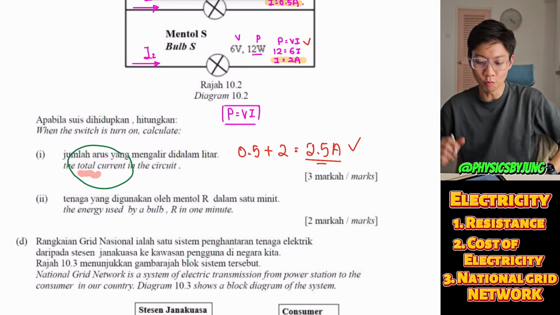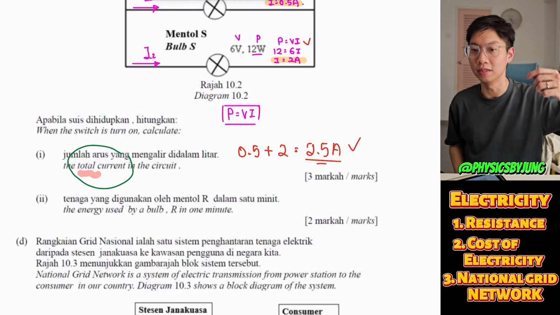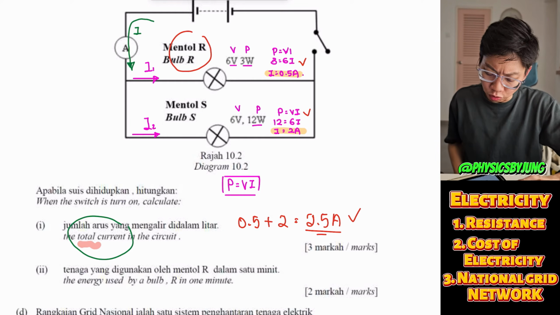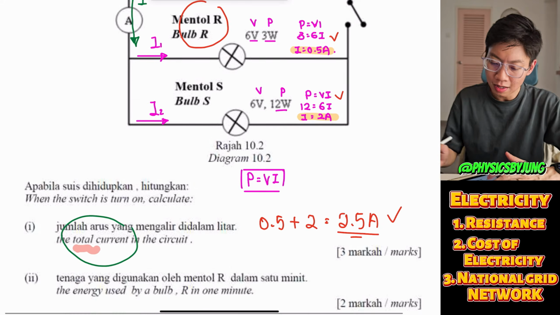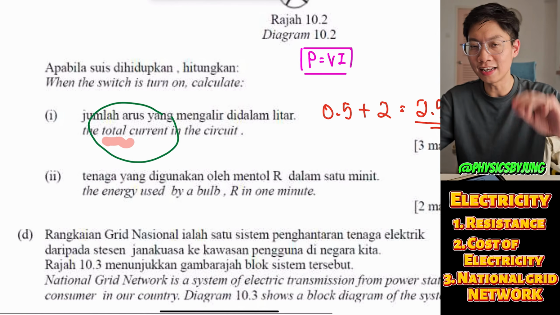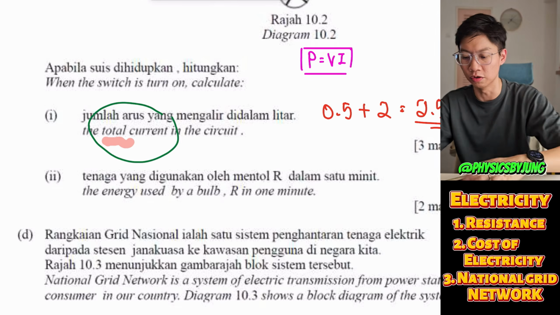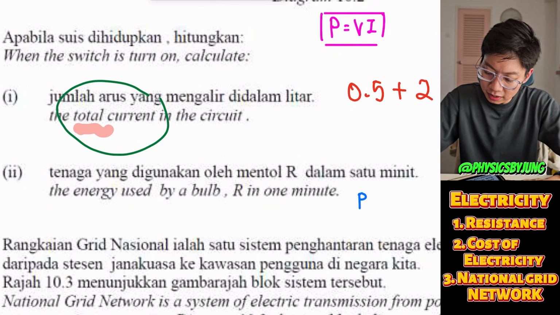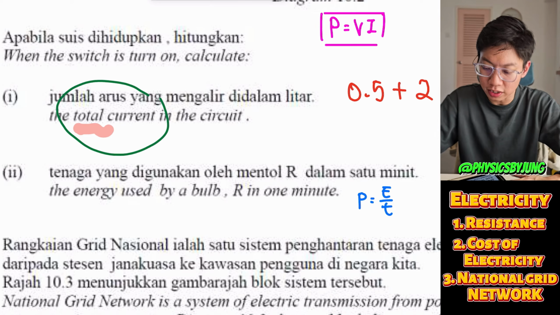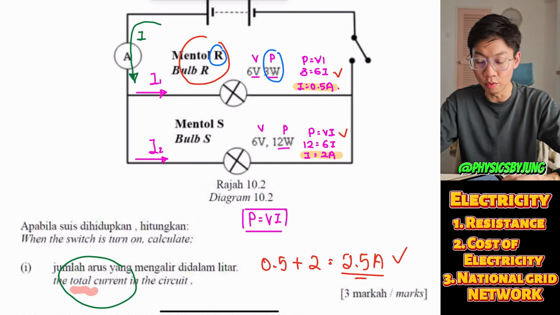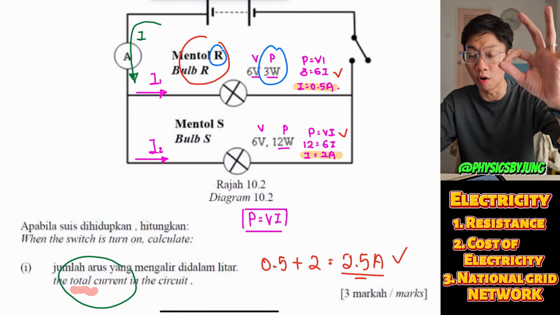Okay. Next, what about the energy used in bulb R in 1 minute? So this is bulb R. How do we do this? Very simple. I don't need to use a very fancy formula. I can use what I taught you since the first minute of this video. P equals to E over T, power is energy over time. For bulb R, we already have the power. The power is actually 3 watt.